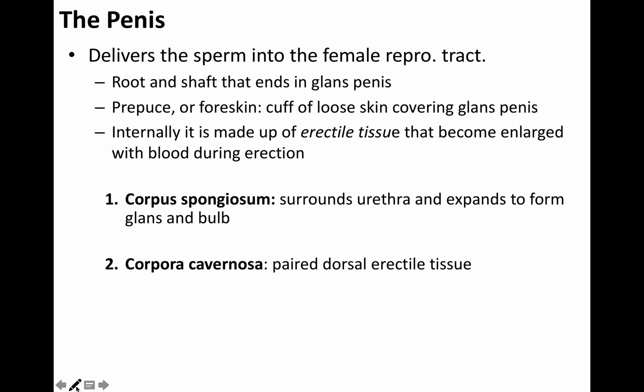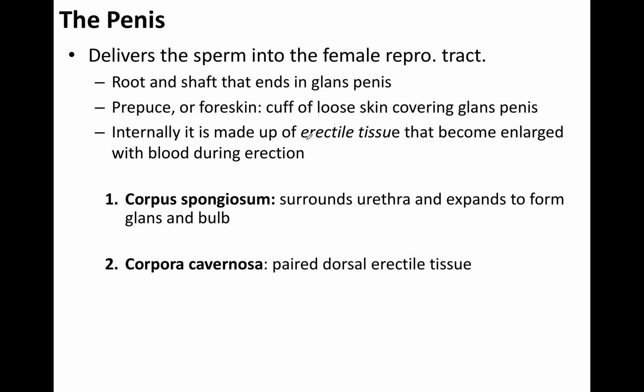So the penis is going to be the other external genitalia, and its function is to deliver sperm into the female reproductive tract. It's going to have a tube in the middle, which is going to be the urethra, which is really meant to allow for sperm to be delivered into the reproductive tract of a female. It's going to have a couple of different anatomical features that are really important.